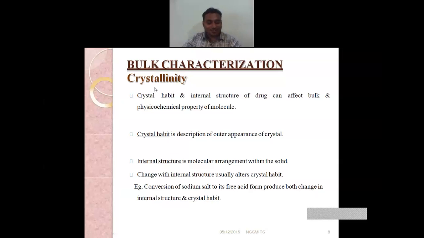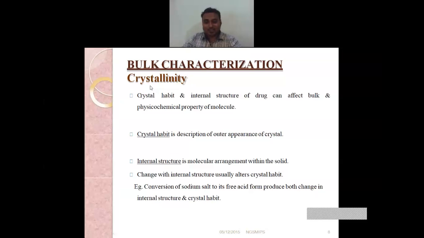Yes, sir. What does it mean? Crystalline, it has a solid set shape and structure, but amorphous doesn't have. Crystalline substances have some definite shapes, but in case of amorphous, it does not have any shapes. Okay. So in case of bulk characterization, we have to check for the crystallinity. That means the properties of the crystal, the habit of the crystal.